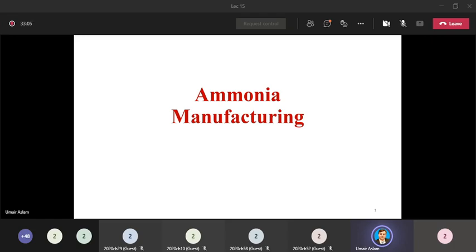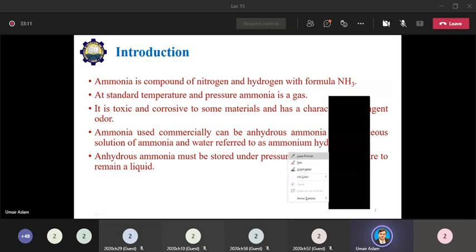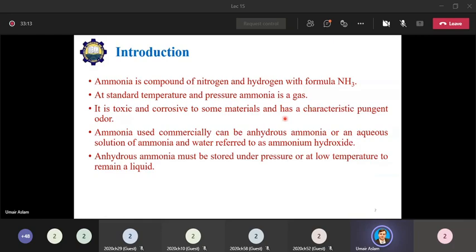So what is ammonia? Ammonia is a compound which is made from nitrogen and hydrogen. At standard or normal temperature and pressure, ammonia is present in the form of a gas. By nature, it is very toxic and corrosive, and it has a pungent smell. Commercially, we can have an anhydrous ammonia with zero water, or we can have an aqueous solution of ammonia, which is also known as ammonium hydroxide.